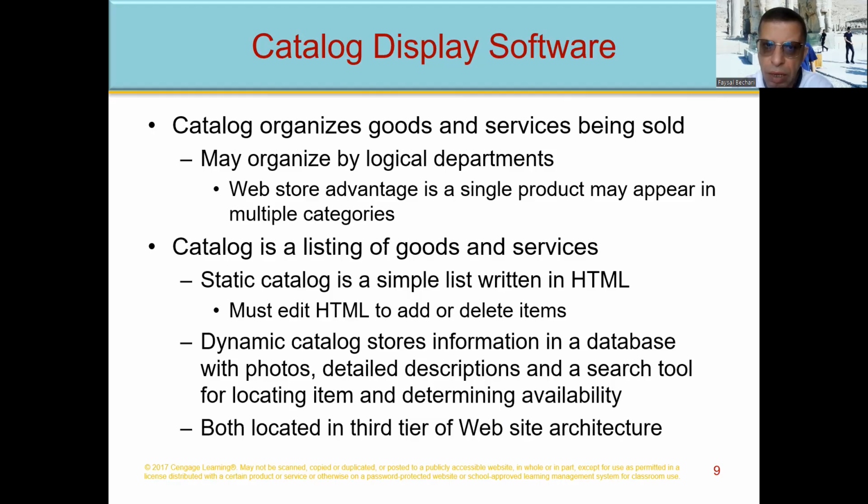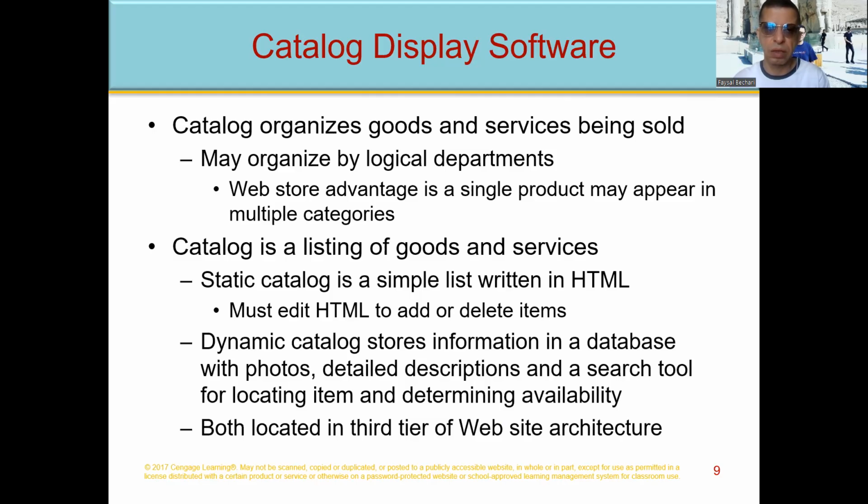What's a catalog? Catalog display software. A catalog organizes the goods and services being sold. It may be organized by logical department, where the advantage is that a single product may appear in multiple categories.